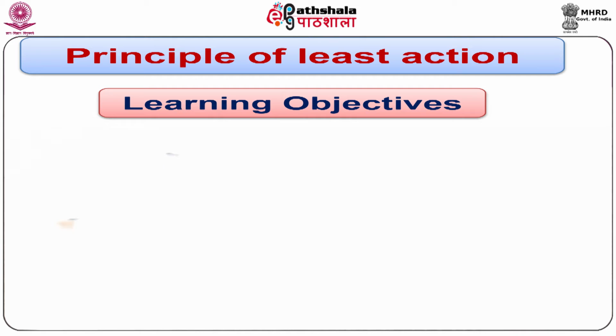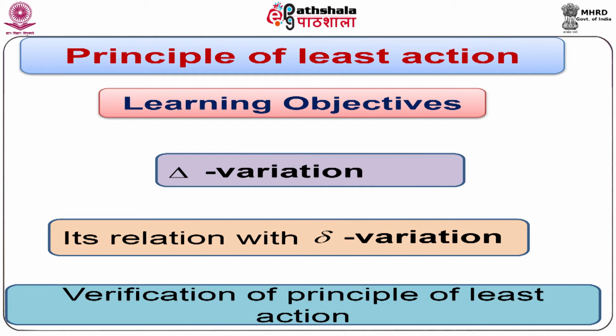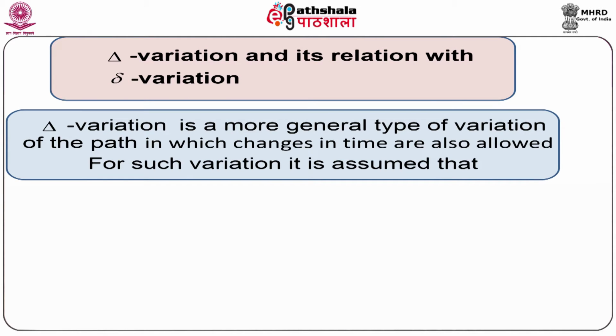In this module, we shall discuss triangular delta variation, its difference with and relation to Kronecker delta variation, and with the help of these we shall establish the principle of least action. Now, triangular delta variation and its relation with Kronecker delta variation.